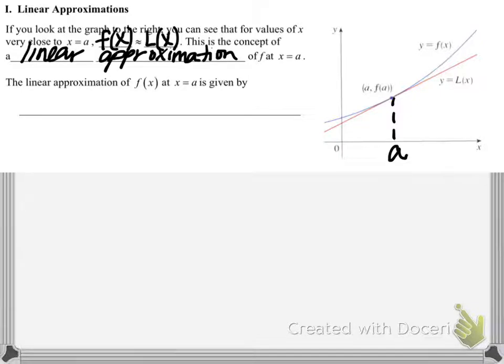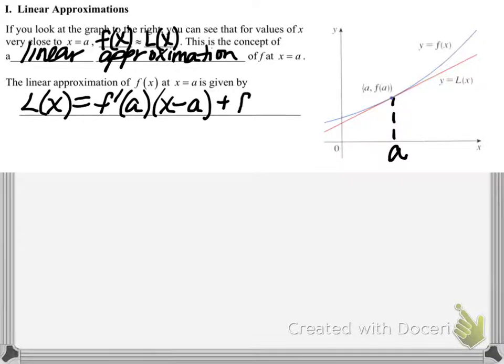There's really nothing new when we do linear approximations because we've been working with tangent lines for a long time. We're just going to be writing equations for tangent lines. So the linear approximation of f of x at x equals a is going to be given by the following equation. L of x is equal to f prime of a times the quantity x minus a plus f of a.